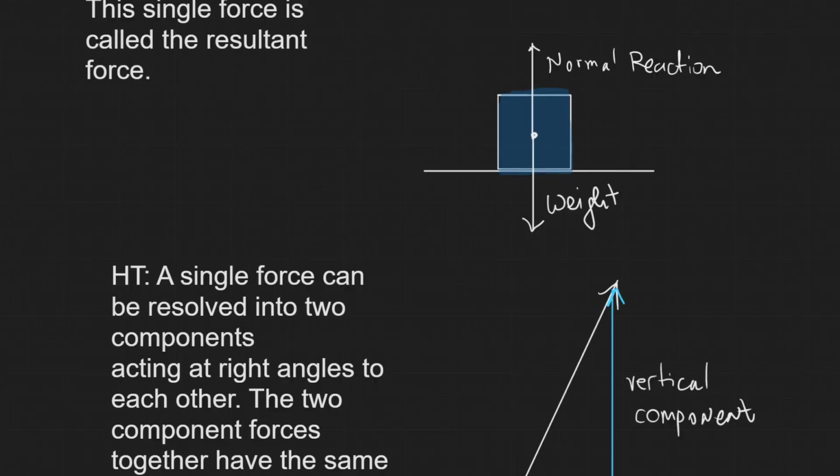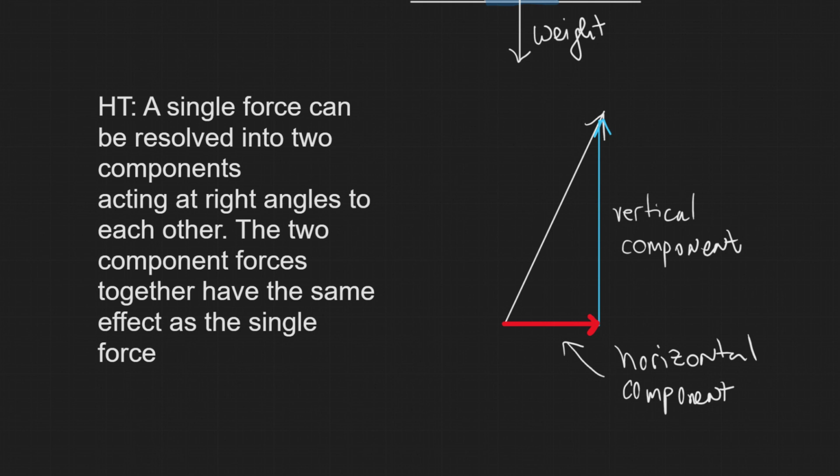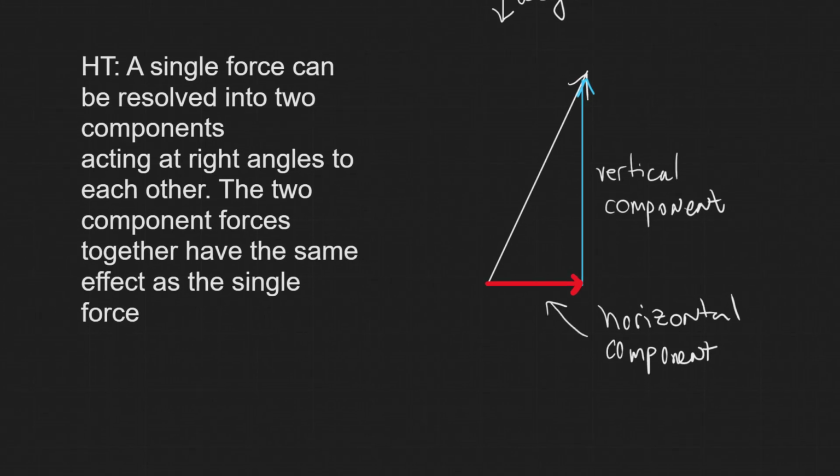Now this is a concept for the higher tier only. However, a single force can be resolved into two components which are acting at right angles to each other. So let's say they have some sort of a force which is acting this way. This could be any number. I'm just going to call it generally just F for force, and this will have a vertical component and a horizontal component, and those two components are at a right angle to one another.